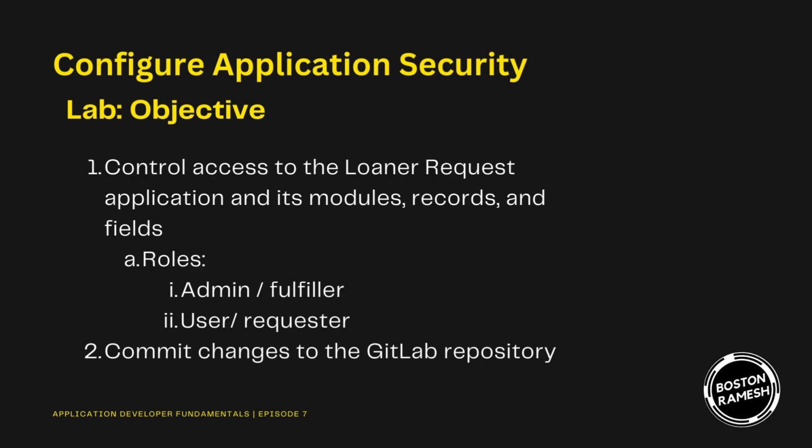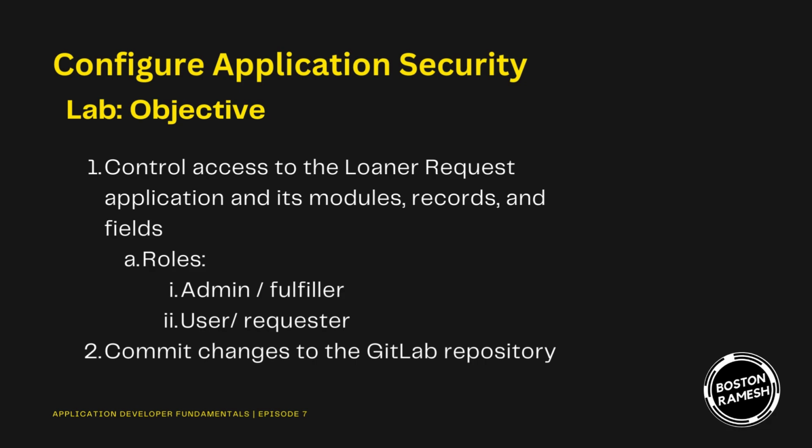Before I start working on the lab, I need to understand the lab objective. The lab objective is to create two roles: one is admin, the fulfillers, and the user, who is a requester. The admin should be able to create new loaner requests, see all loaner request modules, read, edit, and delete all loaner request records, and use all loaner request views. That is what the fulfiller persona should be able to do.